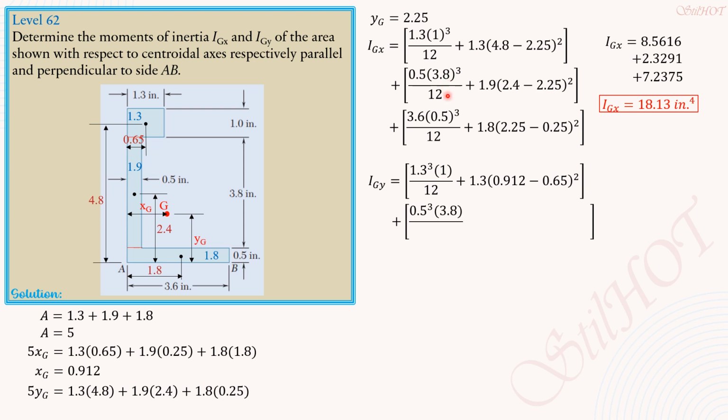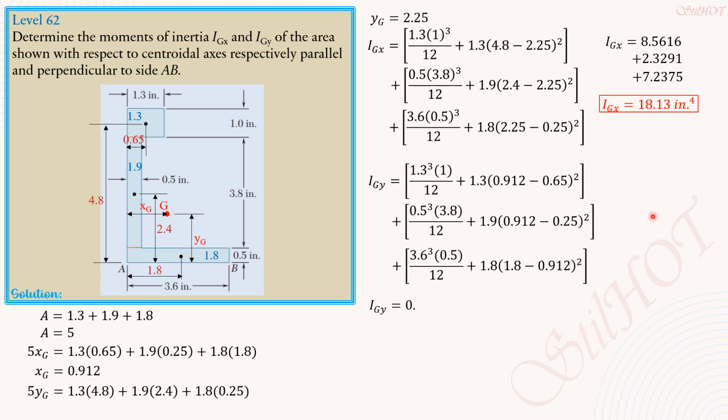0.5 cubed times 3.8 over 12 plus 1.9 times xg, 0.912 minus 0.25, quantity squared. This is 0.25, plus 3.6 cubed times 0.5 over 12 plus 1.8 times quantity 1.8 minus xg, 0.912, quantity squared.